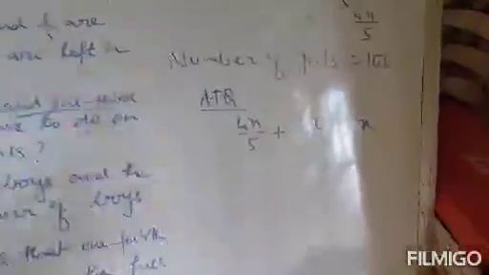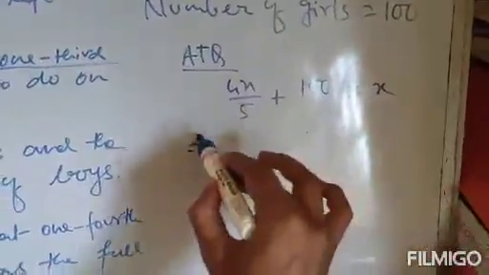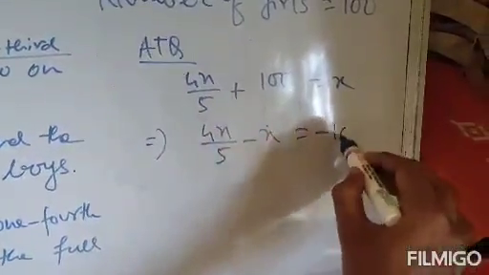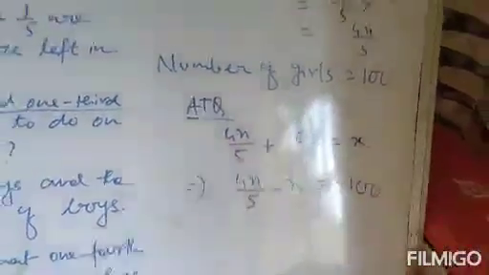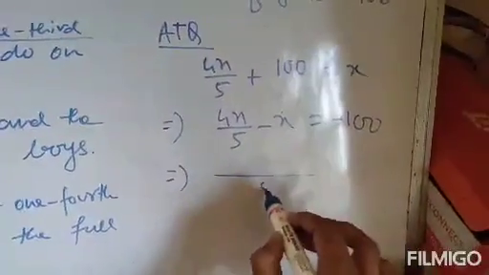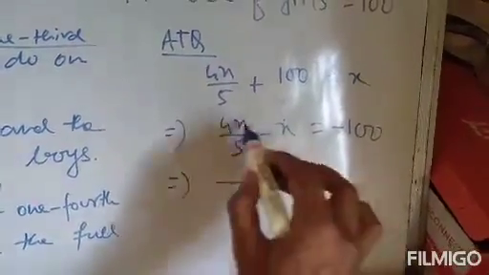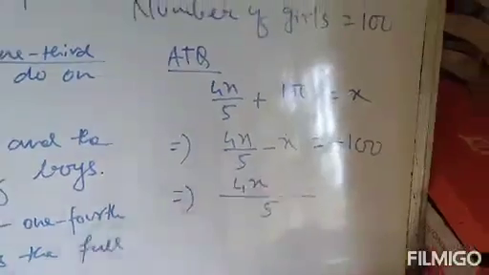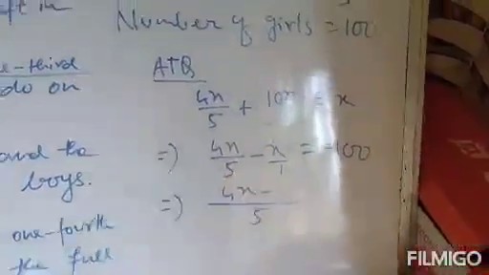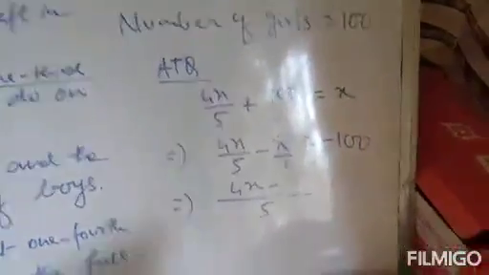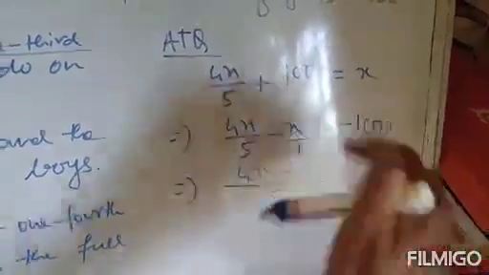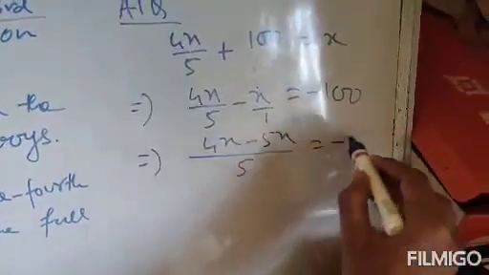Now calculate x from here. So it will be 4x by 5 minus x, and 100 will transform to this side, plus, that is minus on the right side. Now do LCM. So 5 divided by 5, quotient is 1, 4x into 1, that is 4x, minus, now here 1 is present in the denominator. That means if you divide 5 by 1, quotient is 5, so 5 into x, that is 5x, equal to minus 100.